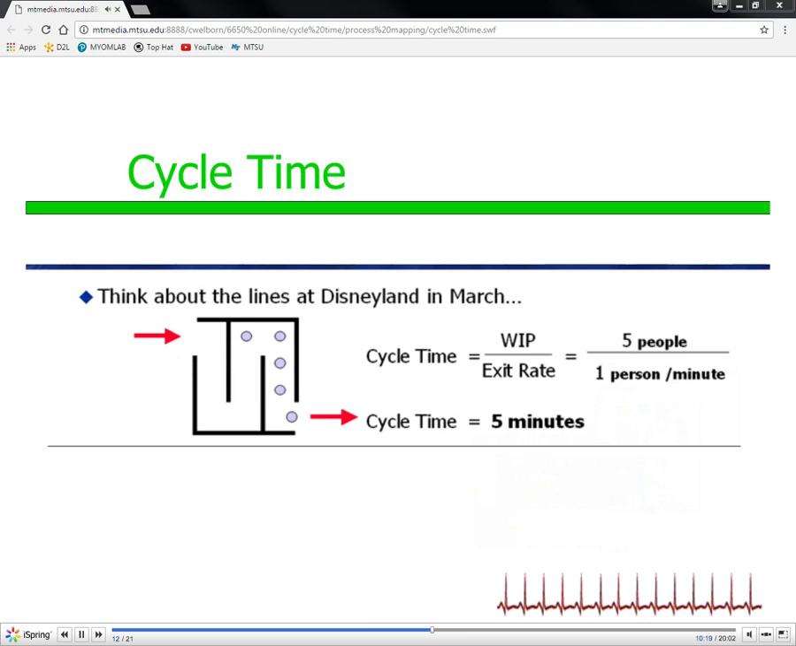Here's an example of that, just thinking about lines at Disneyland in March. We think about what's the WIP. So, here's a waiting line, and here's the exits here. Our WIP is 1, 2, 3, 4, 5. So we've got 5 people in line. And if the exit rate is 1 person every minute, then the cycle time for somebody that walks up and gets in the back of the line is going to be the WIP, 5 people, divided by the exit rate of 1. So it's going to be 5 minutes before that last person gets up to be served.